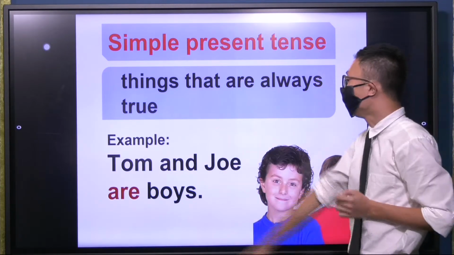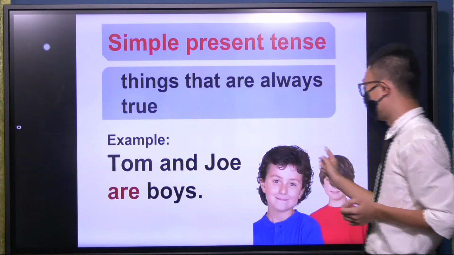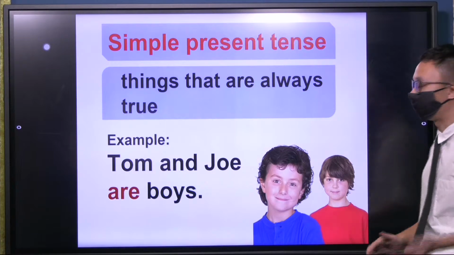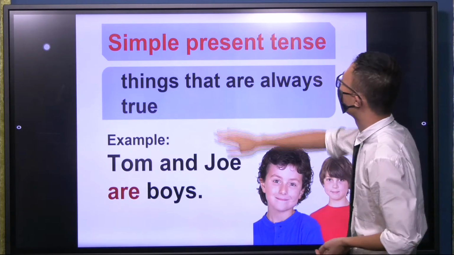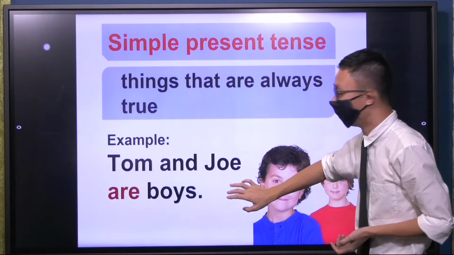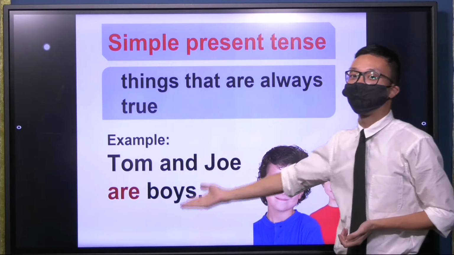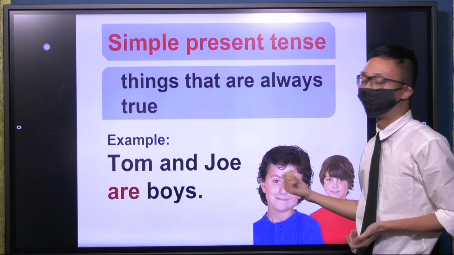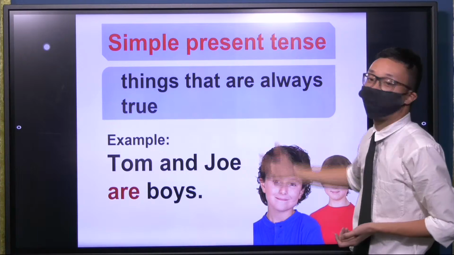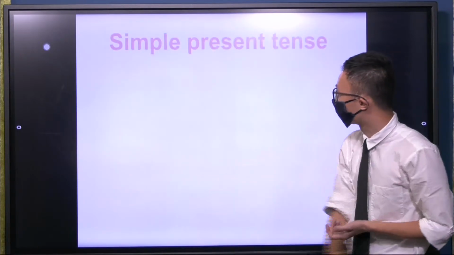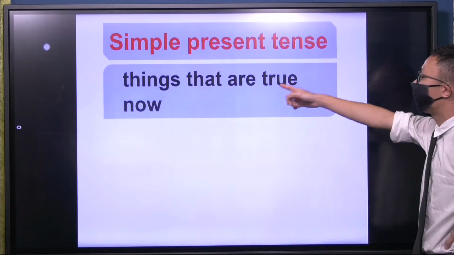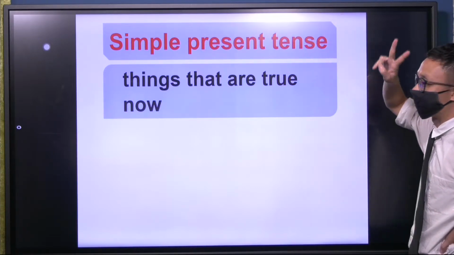Like these two: Tom and Joe are boys. Tom and Joe, boys, forever. Well, you can make an argumentative case, but not here, please. So these are things that are always true. They are boys, present tense. When you say "were", when they were dead, or when they were gone, we'll start to use past tense.